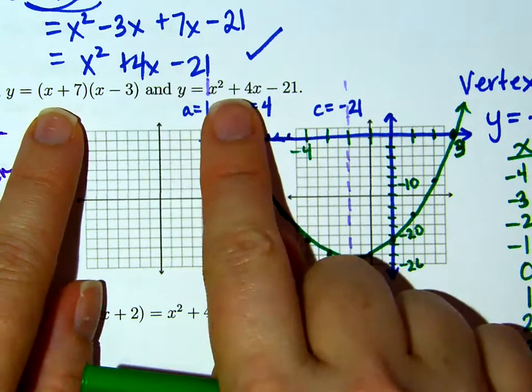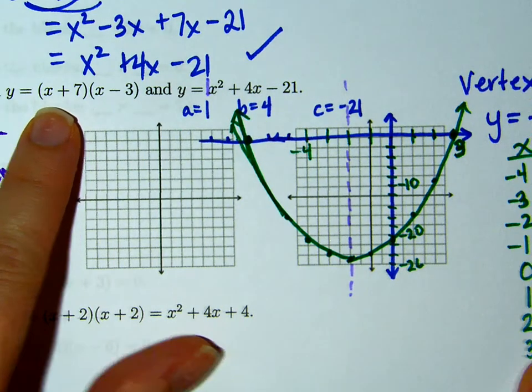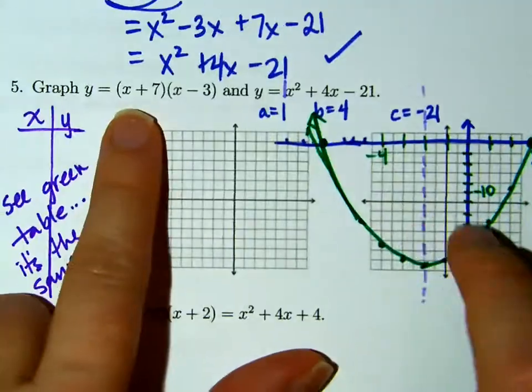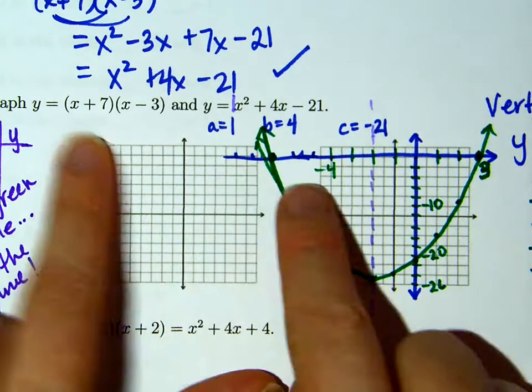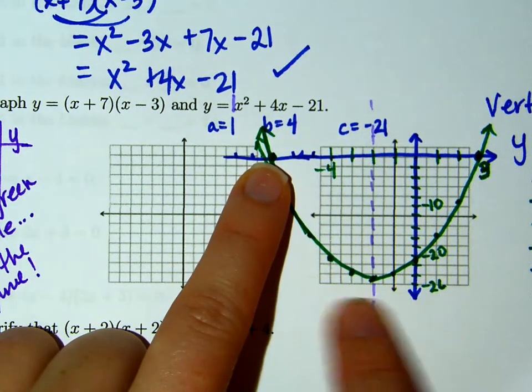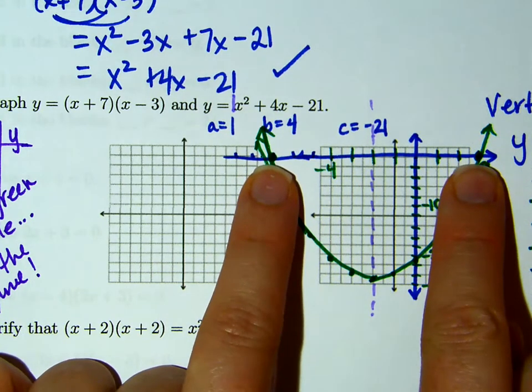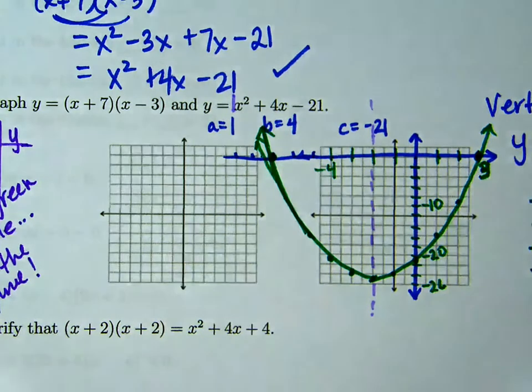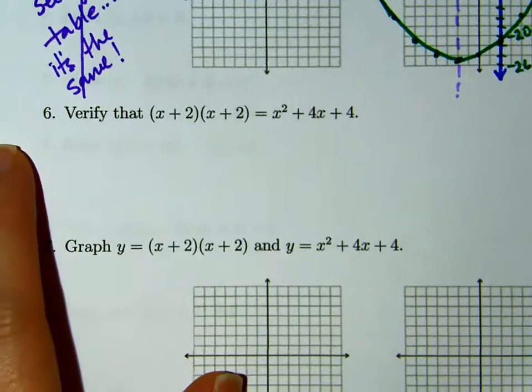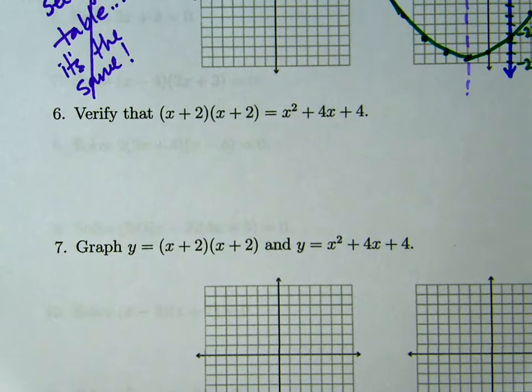The general form was easier for us to find the vertex and make a table. The factored form isn't as easy to find the vertex in the image, but it is telling us where it hits the x-axis. So, things to note. All right, number 6 says to do another verification and then graph. Okay, let's verify.